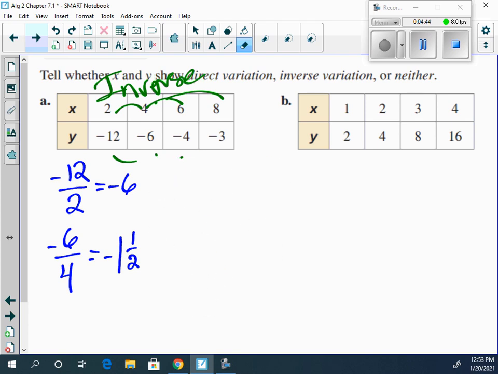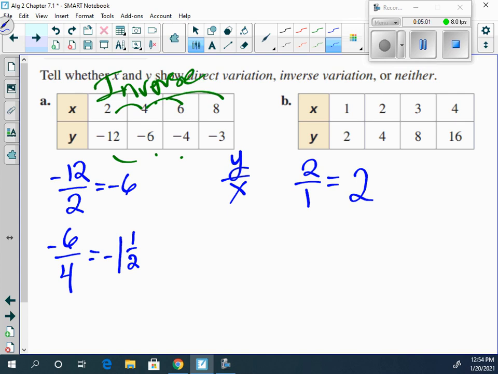So it would be that, because again, as one increases, the other increases also, yes? So now we just need to use the math, calculate with y over x just to make sure. So it would be 2 divided by 1, which is 2, yes? And then we would do 4 divided by 2, which is 2. So this constant number is the same with all of these, yes? So we can say it's direct. I don't need to check anymore. We're good, right?